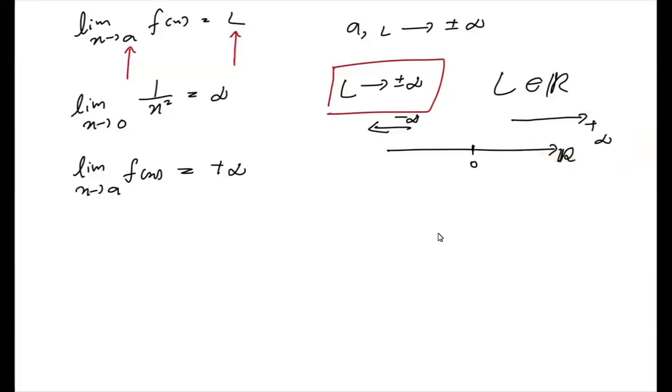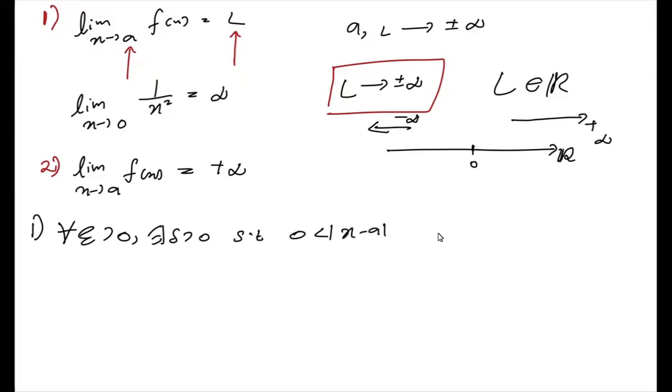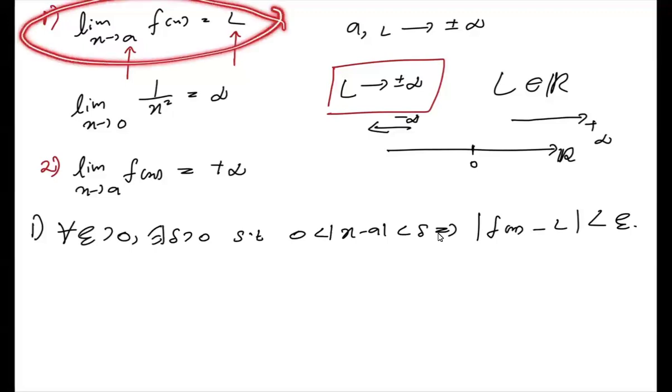Now, if you write the definition for this one, can anyone tell me? Let's say this is number 1 and this is number 2. I first write the definition for number 1, the one we know: for all epsilon greater than 0, there exists delta greater than 0 such that 0 less than |x minus a| less than delta implies |f(x) minus L| less than epsilon. This I wrote for number 1, not for the later case.